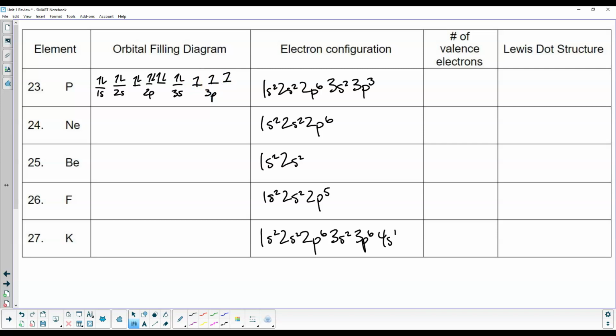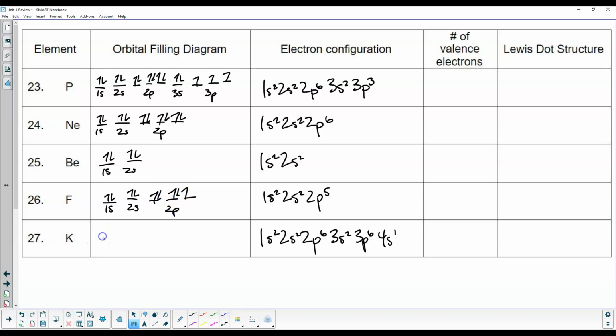Okay, next one, neon. So we have 1s2, 2s2, and then 2p6. We're going to draw 3 lines, 2p, and we're going to go up, up, up, down, down, down, and then that guy's full. Beryllium, 1s2, 2s2. Let's see, fluorine, 1s2, 2s2. I'm going to draw 3 lines, 2p, and we're going to go 1, 2, 3, 4, 5.